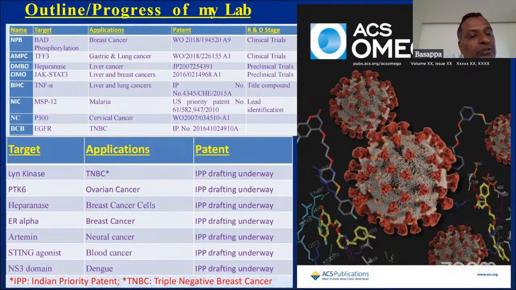Long back, the compound DMBO, which targets heparinase, led to a Japanese patent in 2010, in collaboration with a Japan lab, with Professor Kazuki Sugahara. I will explain that later. This molecule is now on the market from Merck, where they are using it as a heparinase inhibitor.